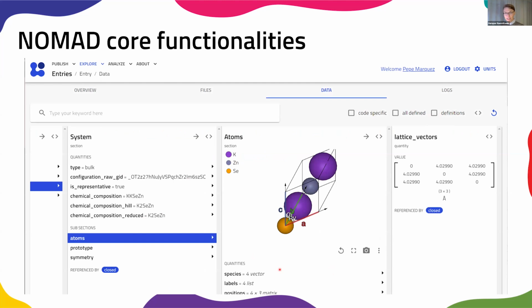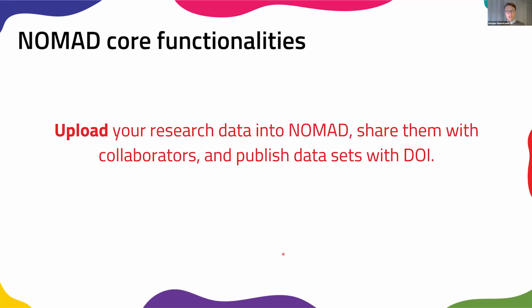And to get these entries into NOMAD, it works a little bit like just a Dropbox. So basically, you can just upload your research data into NOMAD, into what we call an upload. And then you can share them with collaborators, you can publish them, and you get DOIs, basically. And if NOMAD recognizes the things that you are uploading, then we also extract a lot of this standardized metadata that we can then use to compare with other entries.